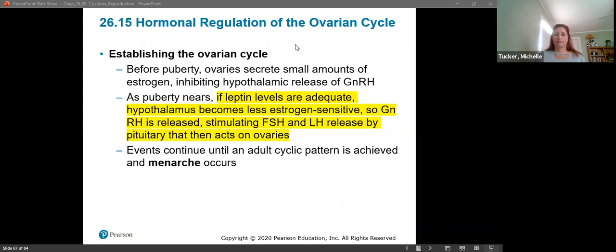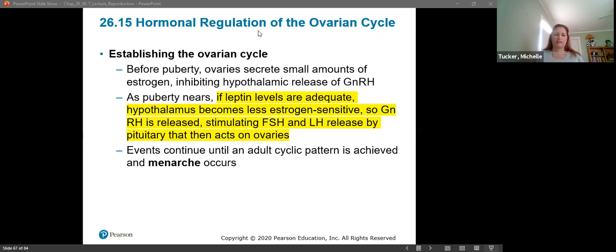Establishing the ovarian cycles. Before puberty, the ovaries secrete small amounts of estrogen, inhibiting the hypothalamus. However, as puberty nears, leptin decreases the sensitivity, because it makes the hormones become less estrogen sensitive. And so the estrogen is not adequate enough to suppress the hypothalamus. So gonadotropin releasing hormone is released, stimulating FSH and LH released by the pituitary.